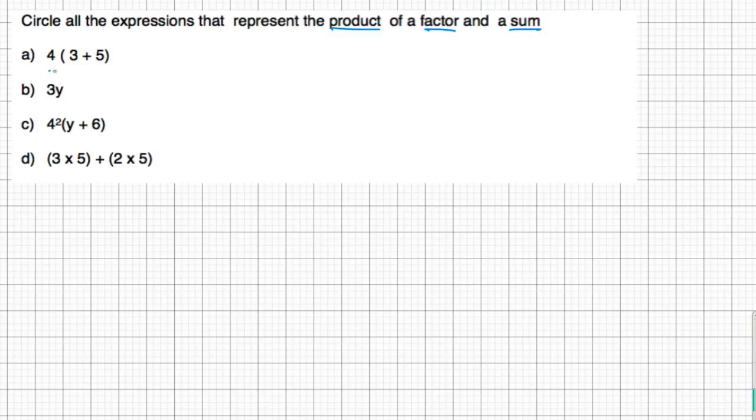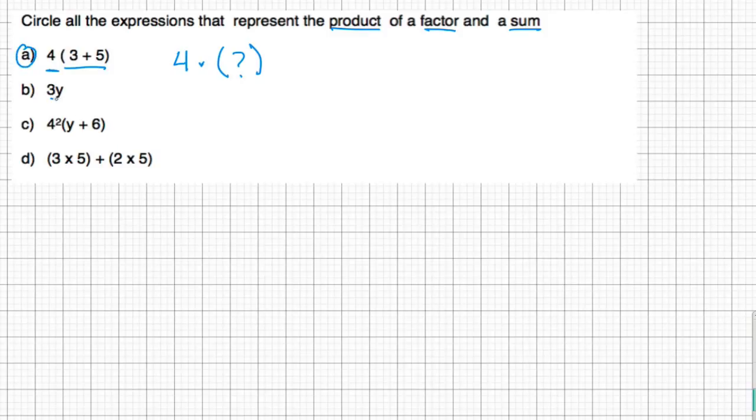So here I am. This coefficient 4 means I have 4 of these. We could really think of it as 4 times this amount, right? Whatever that parentheses is. In this case, that's 8. So 4 times 8. That is a product of a factor and a sum. Let me circle the A right here. It might be a little neater.